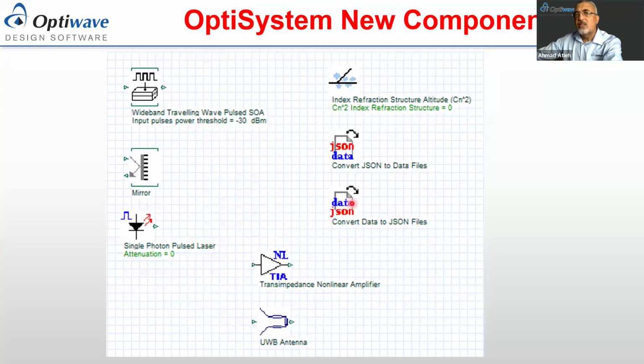There are also tools added to convert JSON files into data files and data files into JSON files. I'm going to show you the structures just to explain. These tools can be used for instrumentation and adding measured data, depending on the instrument, into the components. The other components here are electrical components, which are the tie nonlinear amplifier and also the ultra-wideband antenna, which allows you to do microwave photonics.